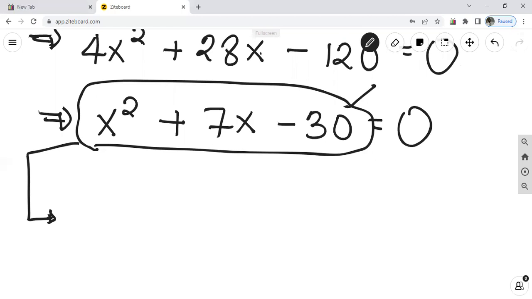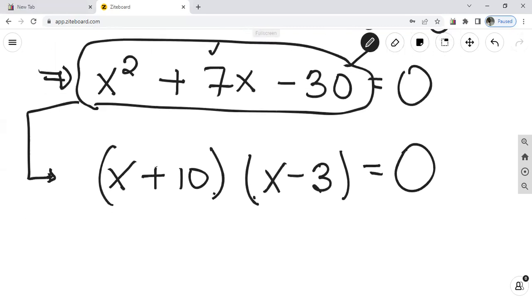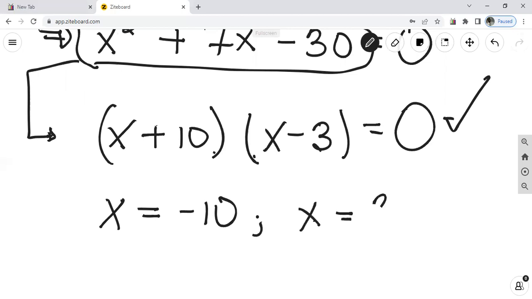And precisely because we are dealing with minus 30, you can choose 10 and minus 3, because 10 minus 3 gives 7. So in that case, if you simplify through factorization, you have x plus 10 multiplying x minus 3, and that gives 0. For solution, the possible solutions for this equation will be x equals minus 10 and x equals 3. These are the possible solutions.